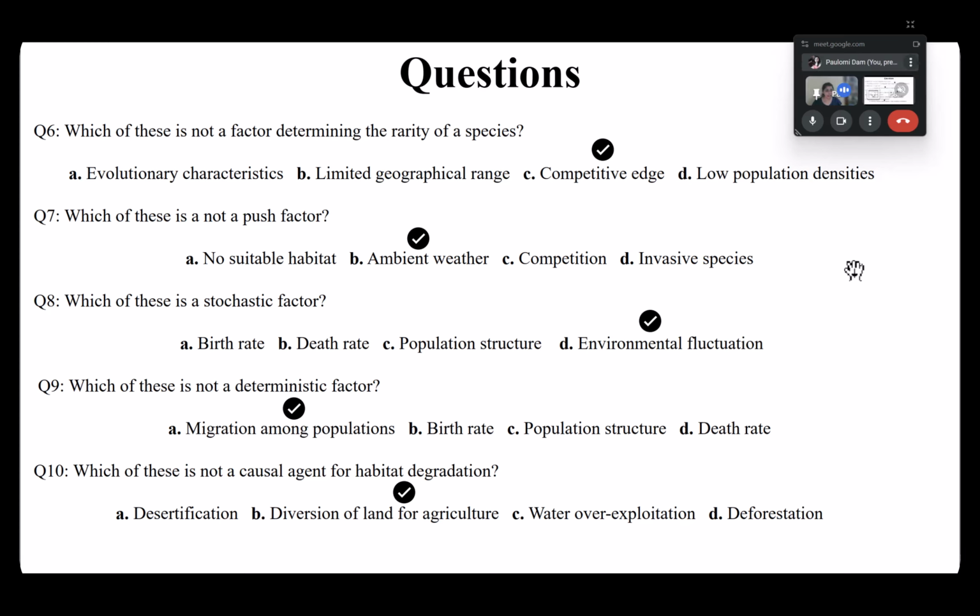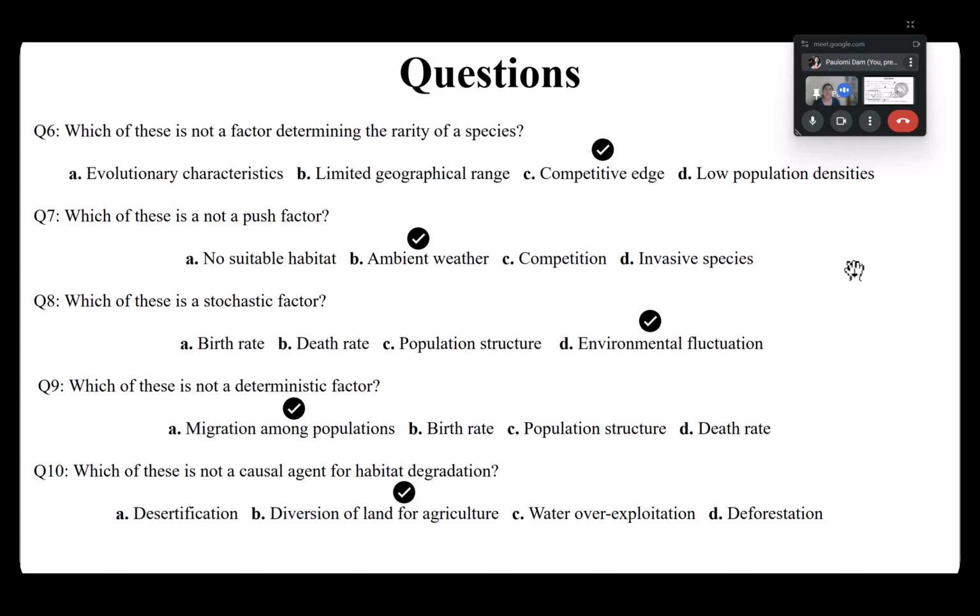If it is competitive edge, it means it has a higher competitiveness. It means it can survive in different regions because of competition ability. That should actually not be rare, right? That should be very common. It should be found anywhere. But because it is not, it means it doesn't have that competitive edge over other organisms.